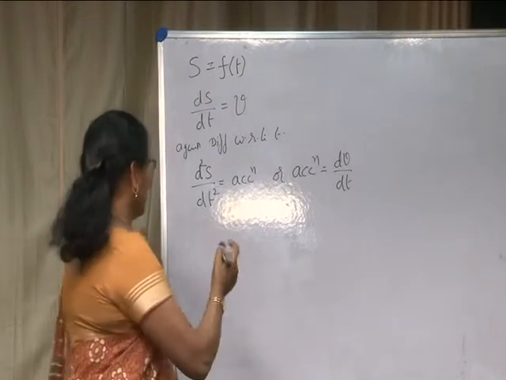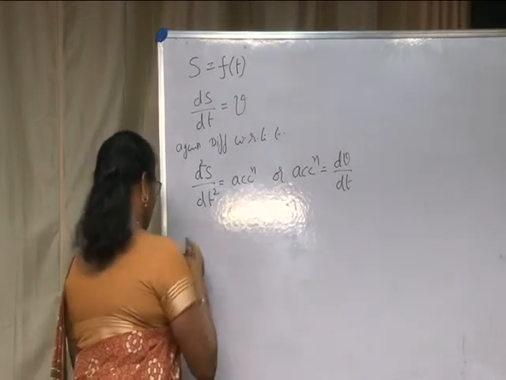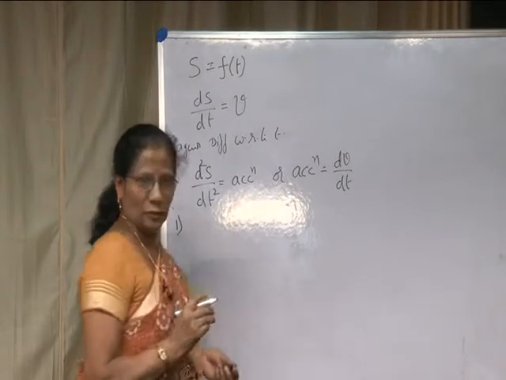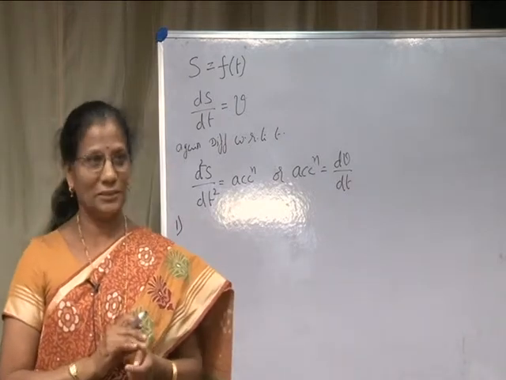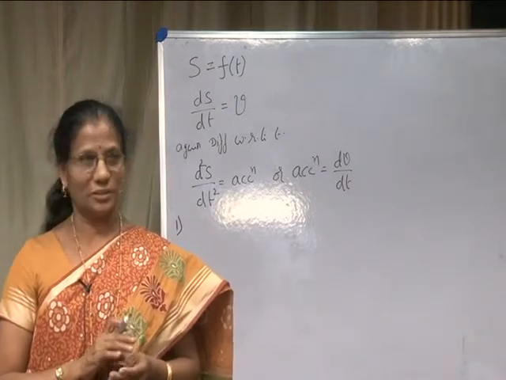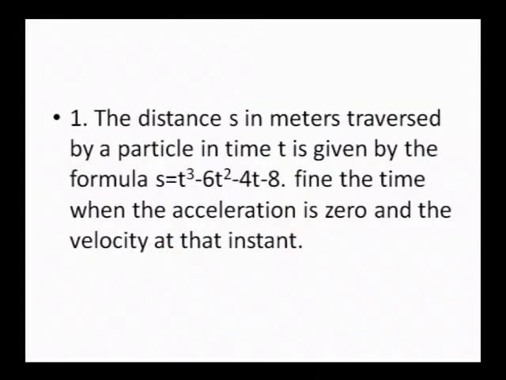The first problem is: the distance s in meters traversed by a particle in time t is given by the formula s is equal to t cube minus 6t squared minus 4t minus 8. So the displacement is given in terms of t. Find the time when the acceleration is 0 and the velocity at that time.